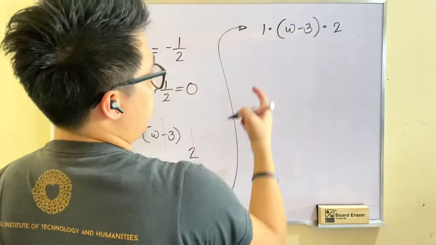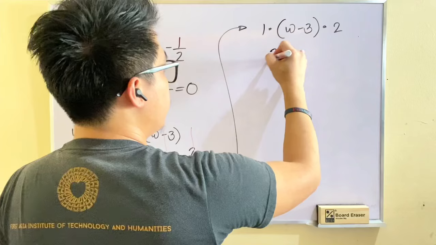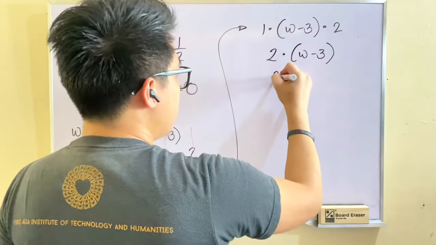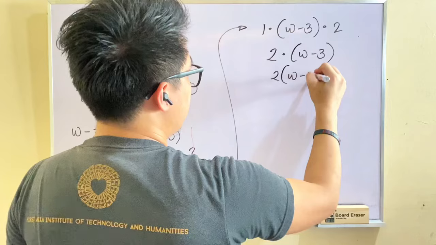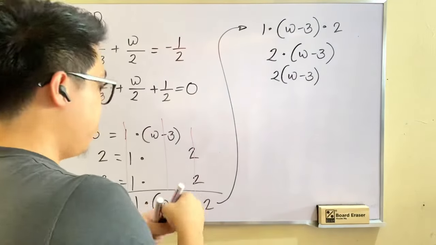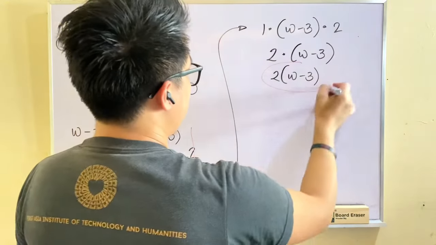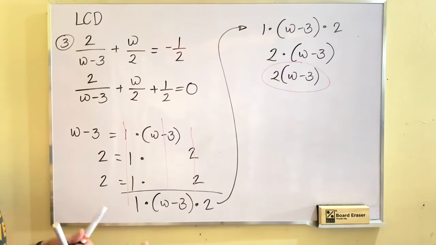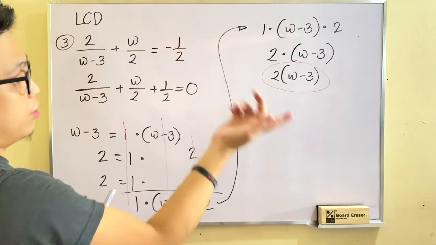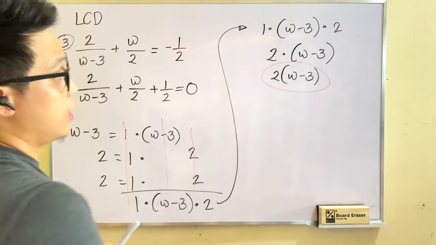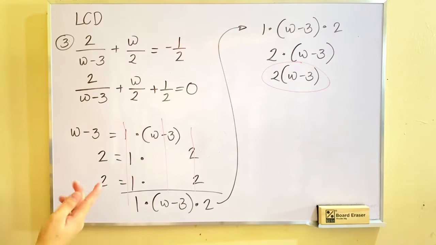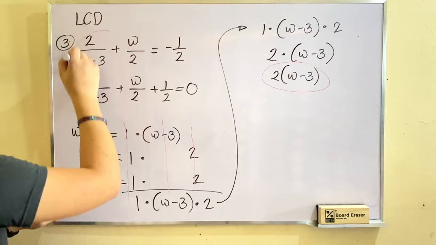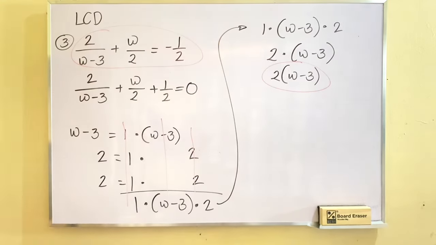So, 1 times W minus 3 times 2. Mawawala si 1, pwedeng mawala. So, 2 times W minus 3 or simply 2 times W minus 3. Therefore, ito yung ating LCD. Guys, LCD to hindi siya sagot ng W or value ng W. Siya ay LCD. Ang ginagawa pa lang natin, kinukuha natin ng LCD ng given equation or given ratio.